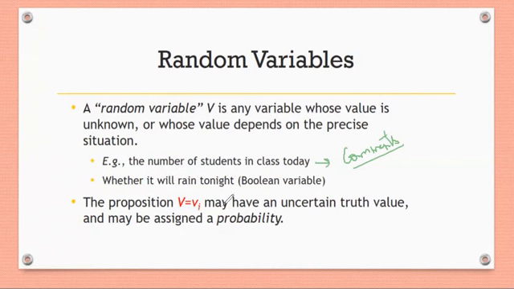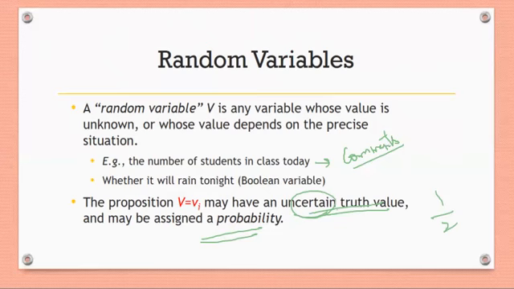So the proposition V equals Vi may have an uncertain truth value. The truth value is not known. Whether the rain will happen on Friday, whether it is true or false, it is uncertain. And whenever it is uncertain, it will be assigned a probability. So whether it rains or not, there are two outcomes. So there is a 50% chance of raining on a Friday or raining tonight.